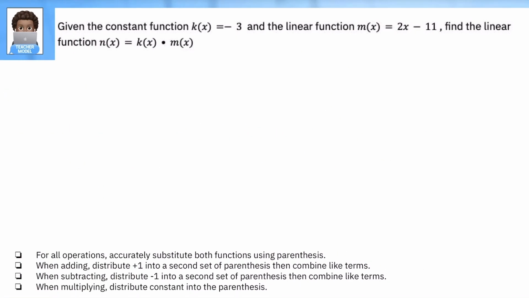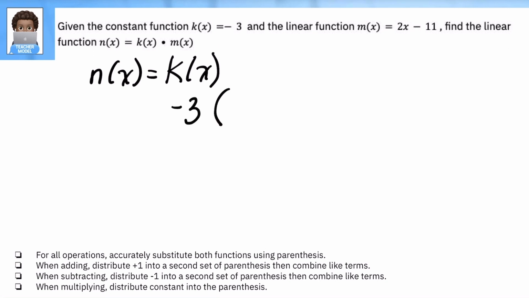So given the constant k of x is equal to negative 3 and the linear function m of x is equal to 2x minus 11, find the linear function for n of x is equal to k of x times m of x. So all I'm going to do, this was a lot of words, but all we're doing, again, is substituting for k of x, which is -3, times m of x, which is 2x minus 11. All right, hit pause and see if we have the same answer at the end.